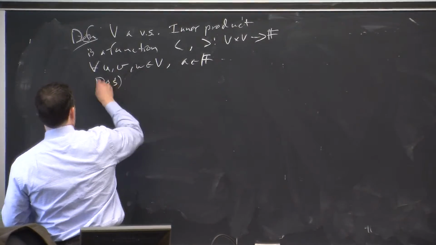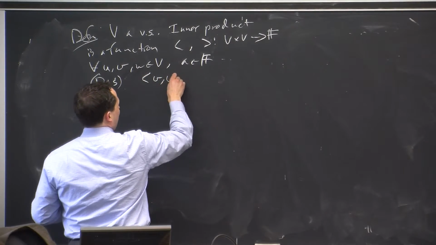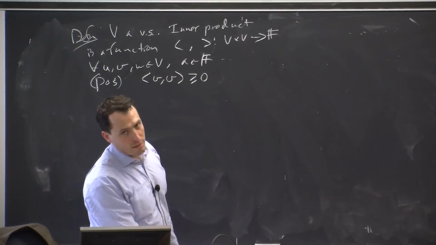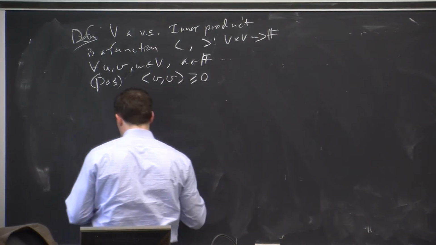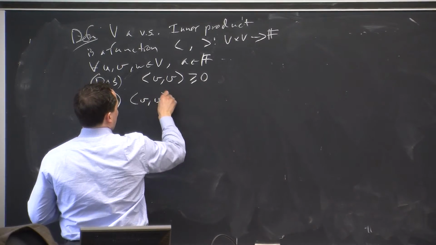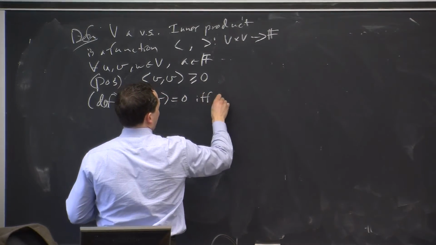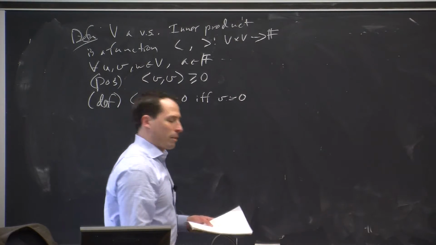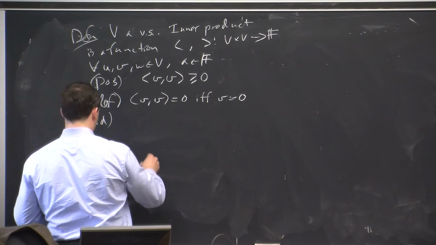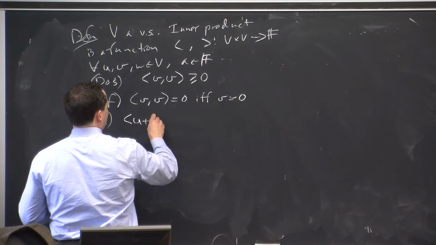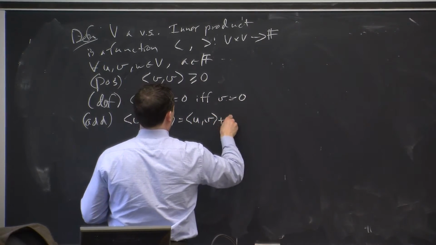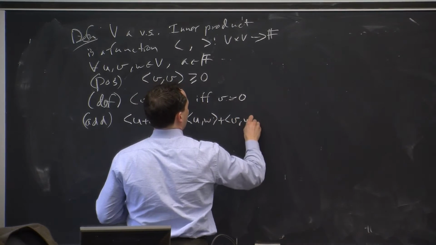For all u, v, w in V and a in the field, it's positive, meaning that the inner product of a vector with itself is non-negative. Now, if I put in two different vectors there, it wouldn't be true anymore. It's definite, meaning that the inner product of a vector with itself is 0 if and only if it was the 0 vector to begin with. It has this additivity property in both the first and the second coordinate: <u+v, w> = <u, w> + <v, w>.